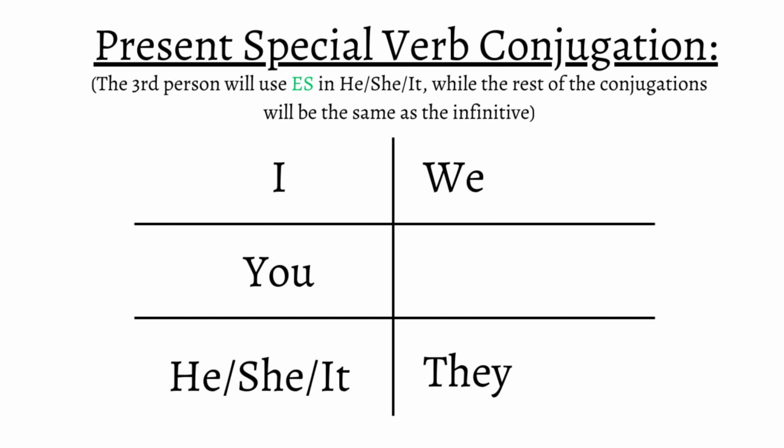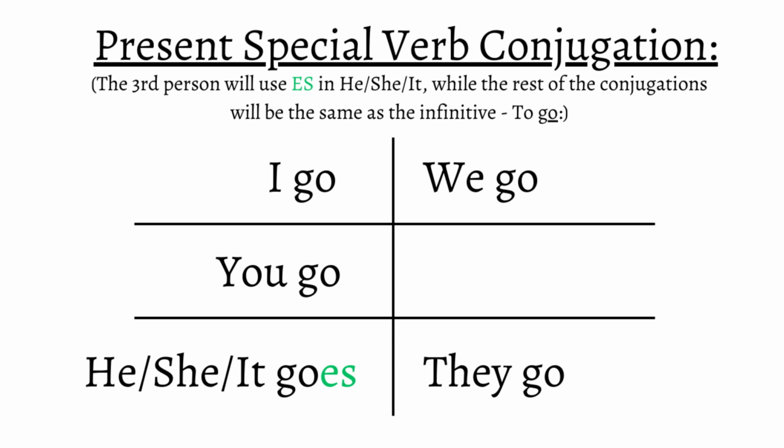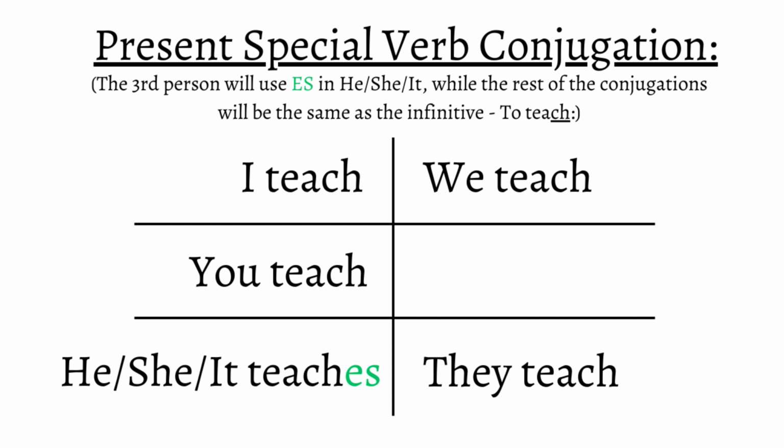A common verb that ends in O is to go. I go, you go, he, she, it goes, we go, and they go. Another common verb is do. I do, you do, he, she, it does, we do, and they do. A verb that ends in ch is to teach. I teach, you teach, he, she, it teaches, we teach, and they teach.